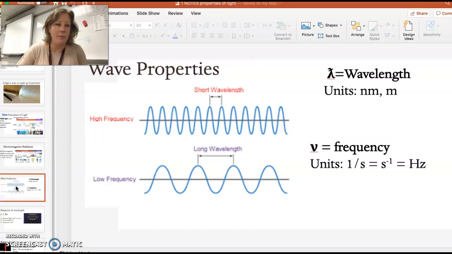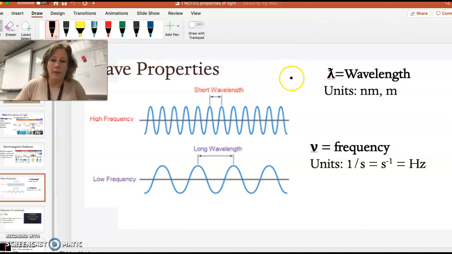So just some properties about waves. I don't know if you know this or not, so we'll just cover it. We have the wavelength, which is the distance between any two corresponding points. A lot of times people go crest to crest or trough to trough, but you could technically pick any two similar points on the next wave. That gives us wavelength.